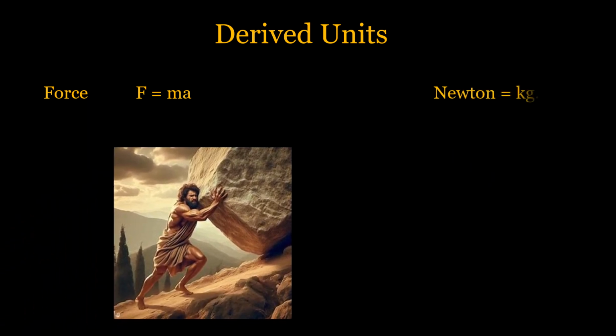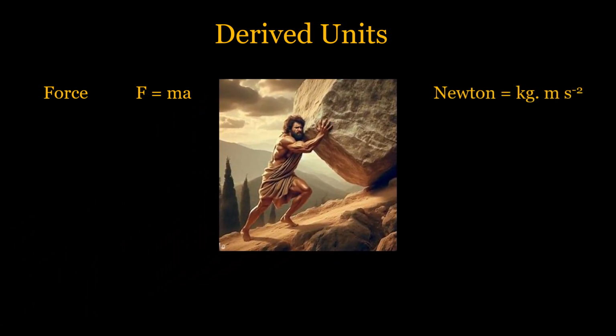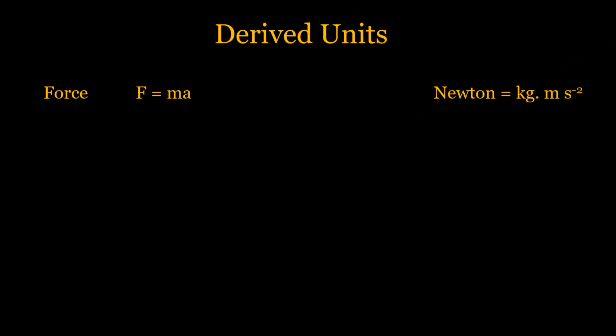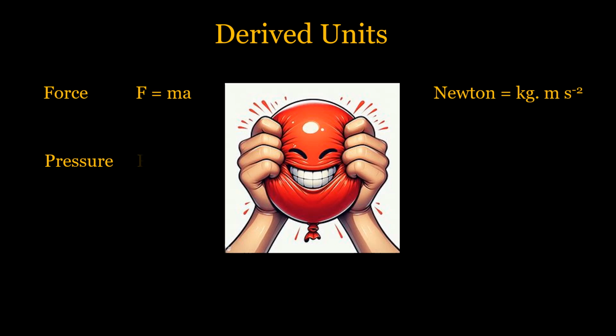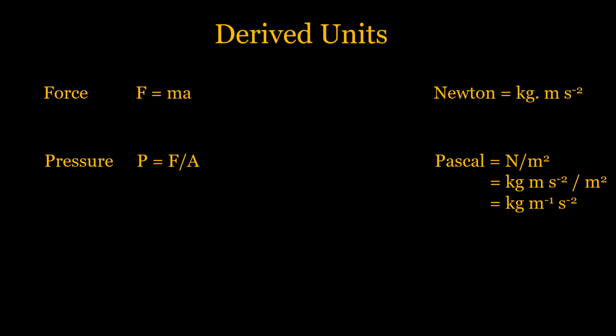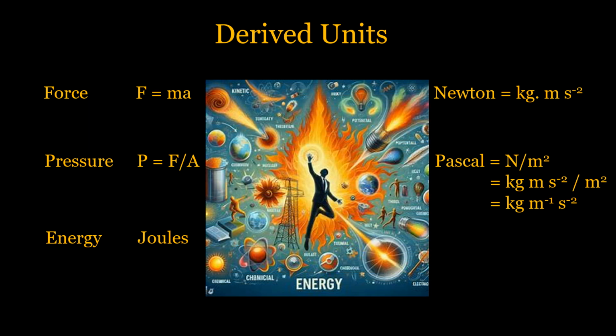The derived SI units include the following. Force F is measured in newtons. F equals ma. Its units derived from the original SI units are kilogram meter per second squared. Second quantity with derived units is pressure. Pressure is the force per area. Its SI unit is the pascal, which is equal to newton per meter squared by definition. In SI base units, pascal is equal to kilogram per meter per second squared. Energy is measured in joules, J, which is equal to 1 kilogram meter squared per second squared.